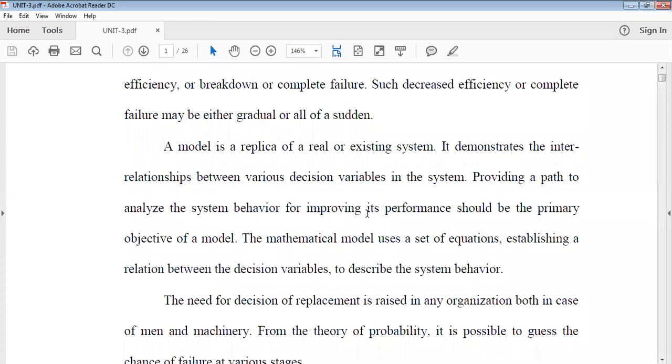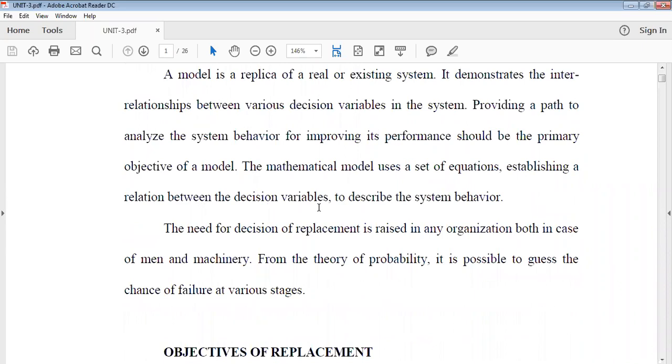Your production will be reduced. So a particular policy has to be devised, and thereby at a particular time, all those machines or bulbs are to be replaced. So the mathematical model uses a set of equations establishing a relation between the decision variables to describe the system behavior.